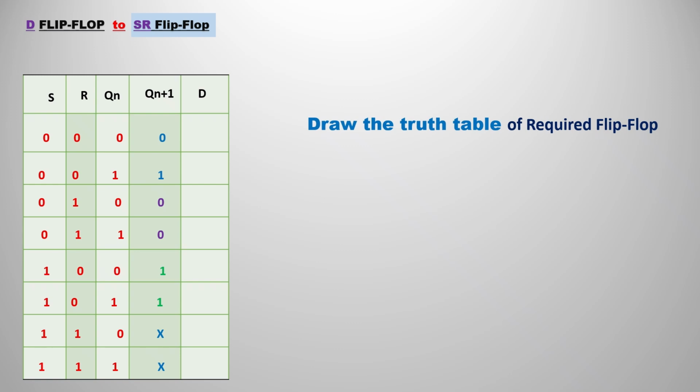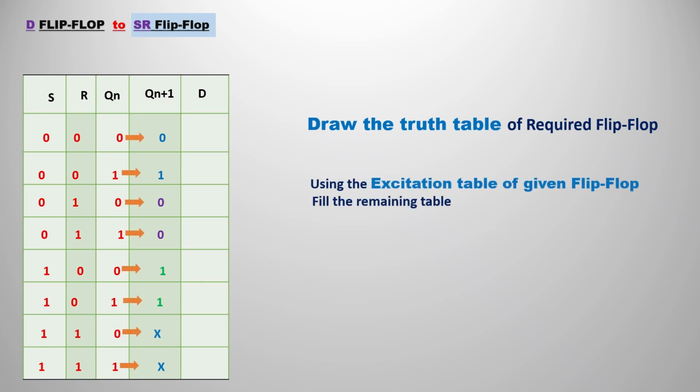For filling the D column, we are going to use the excitation table of the D flip-flop. We need to compare Qn and Qn plus 1 as you are seeing there. The present state is known as Qn and the next state is known as Qn plus 1. You can also see with the help of the arrows how it is changing.